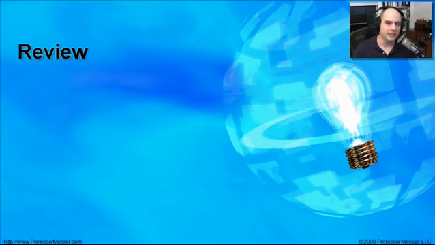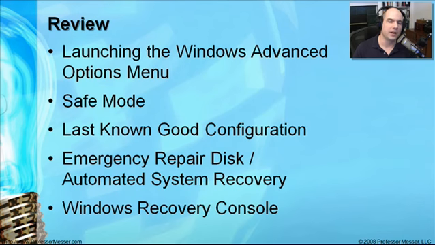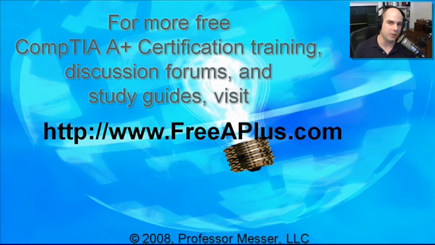You can see Windows gives us a lot of tools available to recover the operating system. We've gone through the launching of the Windows Advanced Options menu using that F8 key, and from inside there we've been able to see how to use safe mode and how to start our last known good configuration. We've also seen, by using the Windows installation media, how we can take advantage of our emergency repair disk or our automated system recovery disk. And we've also seen how the Windows recovery console can be used to really solve the more difficult problems.